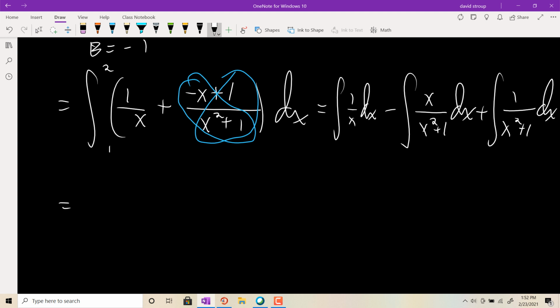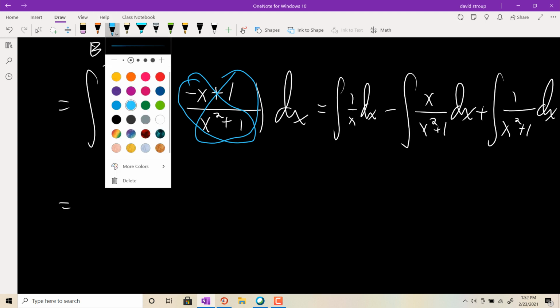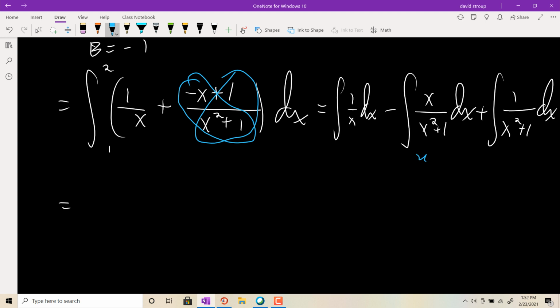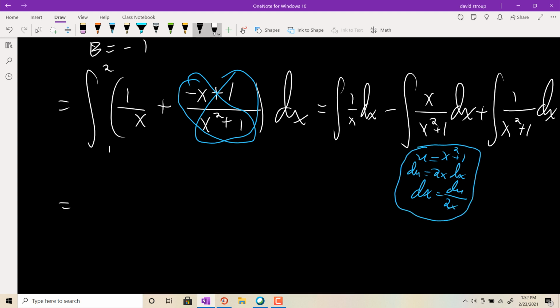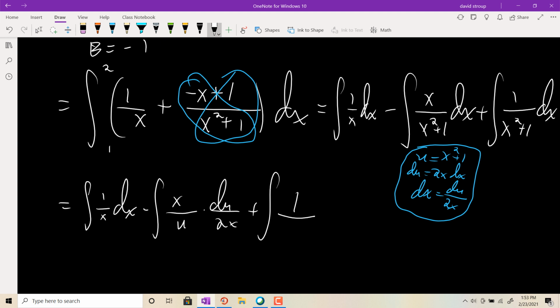The second integral is going to require a u sub. I should do the work below here. u is x squared plus 1, and then du is 2x dx, and then dx is du over 2x. Okay, so anyways, what do we have? The integral of 1 over x dx minus the integral of x over u times du over 2x, and then plus the integral of 1 over x squared plus 1, which is just an arctan integral.